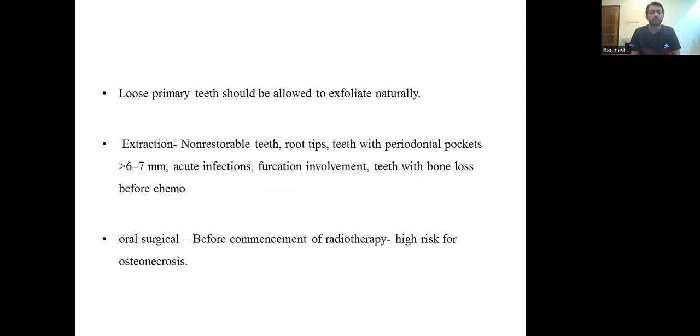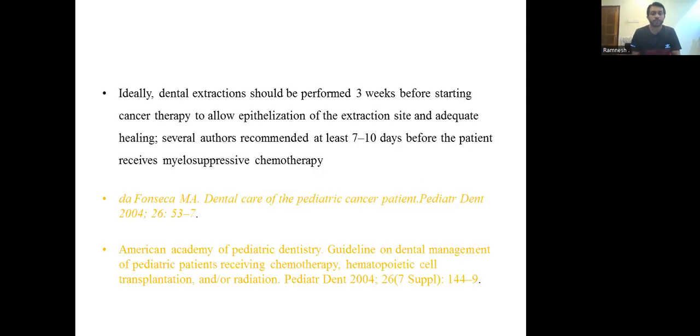Extraction of non-restorable teeth, root tips, teeth with periodontal pockets of more than 6 to 7 mm, acute infections, percussion involvement, and teeth with bone loss should be done before chemotherapy. Oral surgical procedures should be done before the commencement of radiotherapy because of the high risk of osteoradionecrosis.